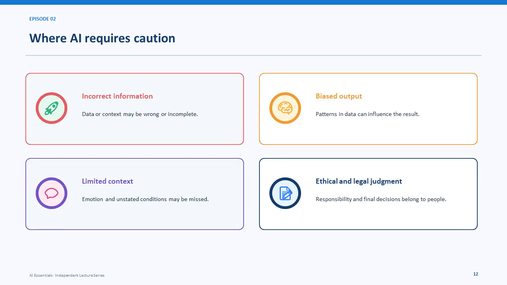Several warning signs require action. Information may be wrong or incomplete. The output may contain bias or reflect patterns in the source material. Important conditions may be missing because the context was limited. Ethical and legal judgment may be required before anything is published or applied. These are not unusual exceptions, they are normal reasons to review AI-assisted work carefully.